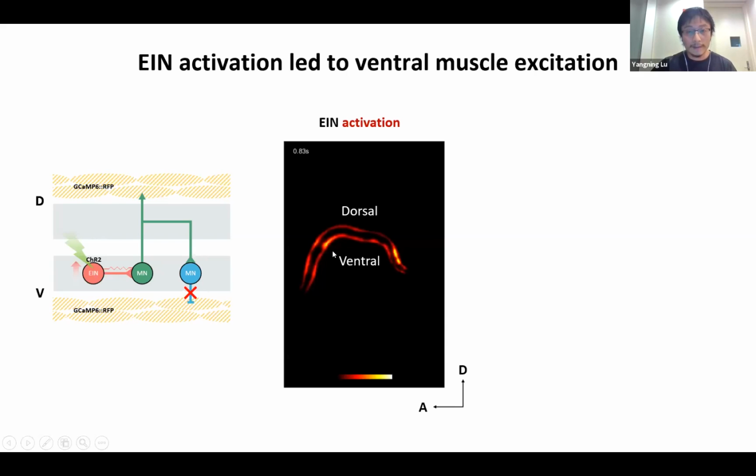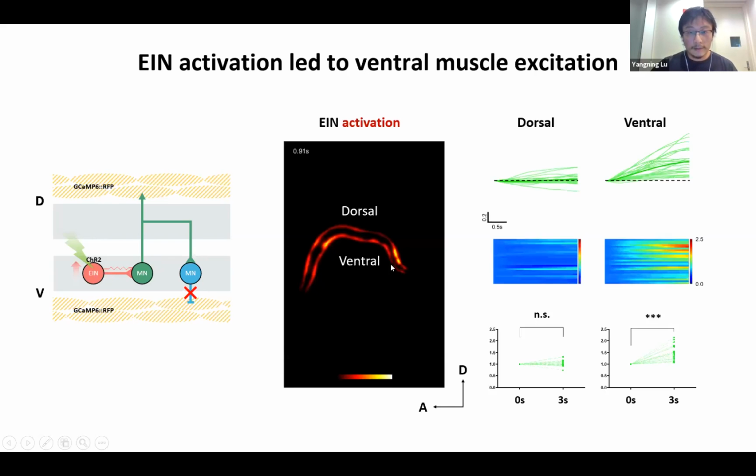To our surprise, yes, it's actually activating the ventral muscles by simply activating the premotor interneurons. And as you can see on the ventral side, the activities are increased upon activation of one of those premotor interneurons. And this is highly satisfying, that this is the first time we can actually get a neuron that's activating only the ventral side.